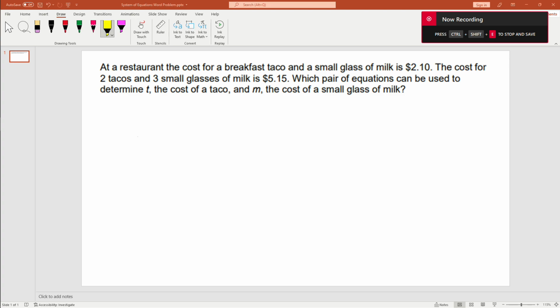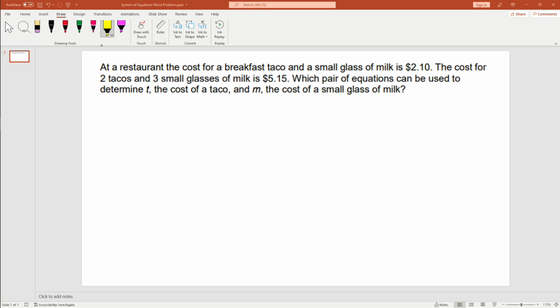So let's talk about systems of equations. In this situation, we've got a word problem. In order for us to solve the system of equations, we have to create the two equations from the word problem ourselves. They don't give it to us. So let's see if we can analyze this problem.